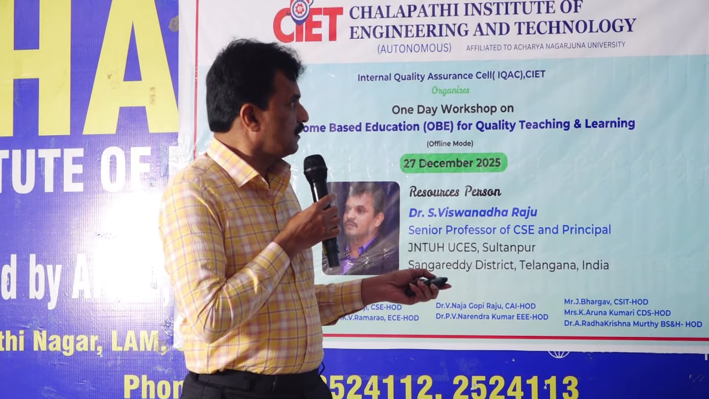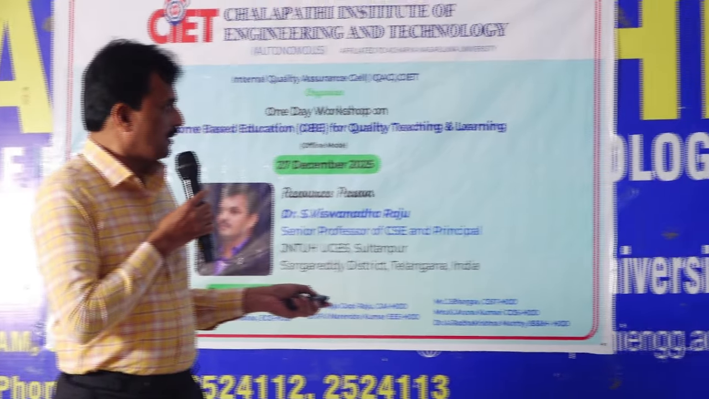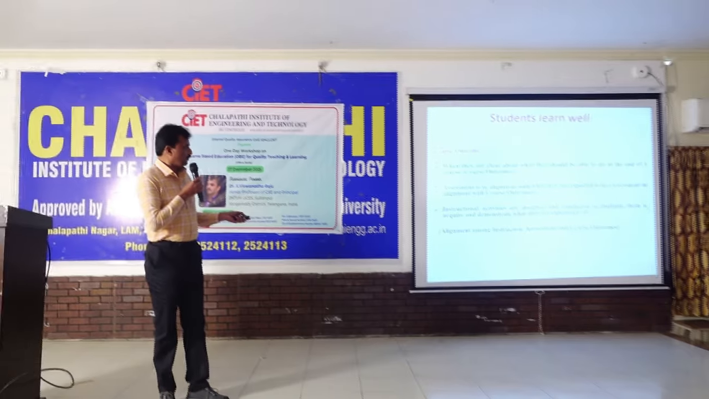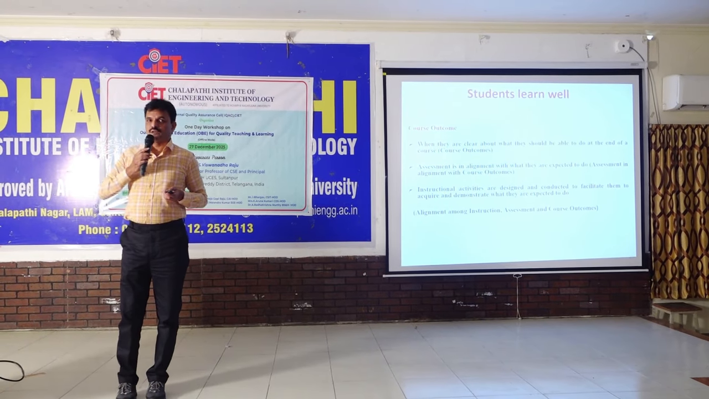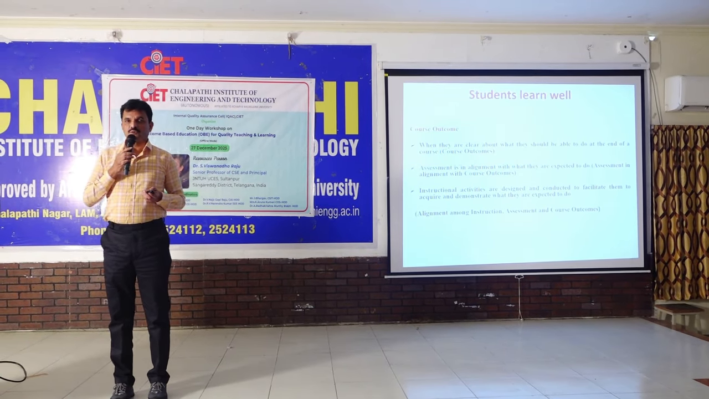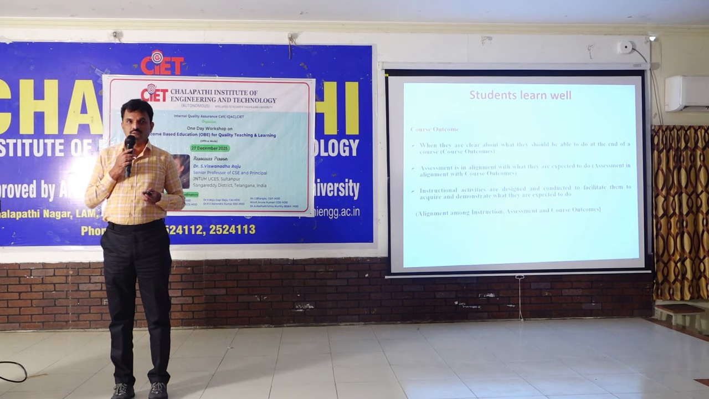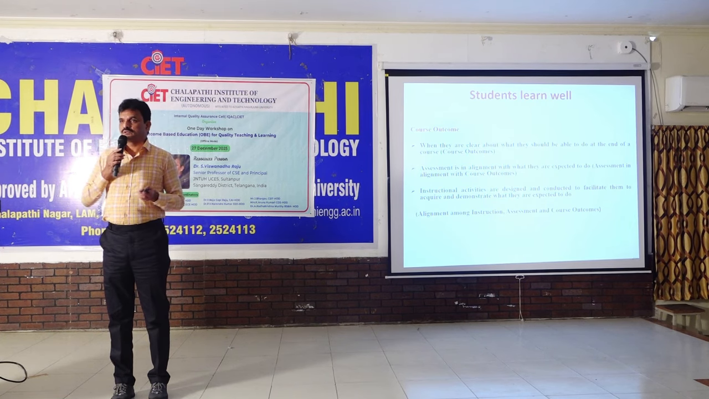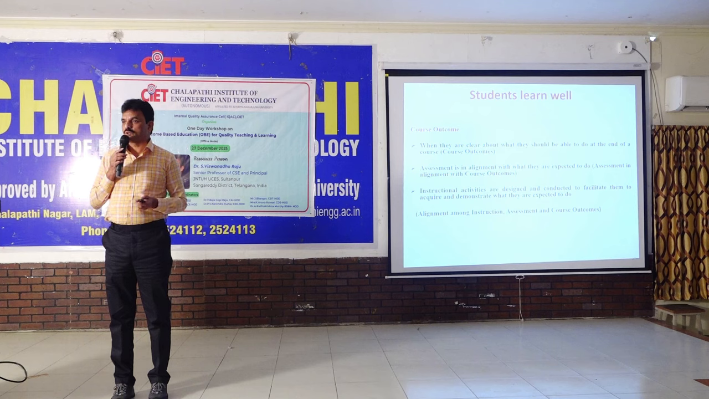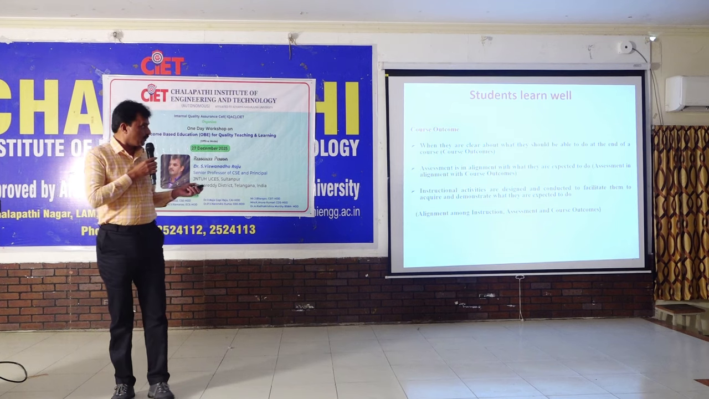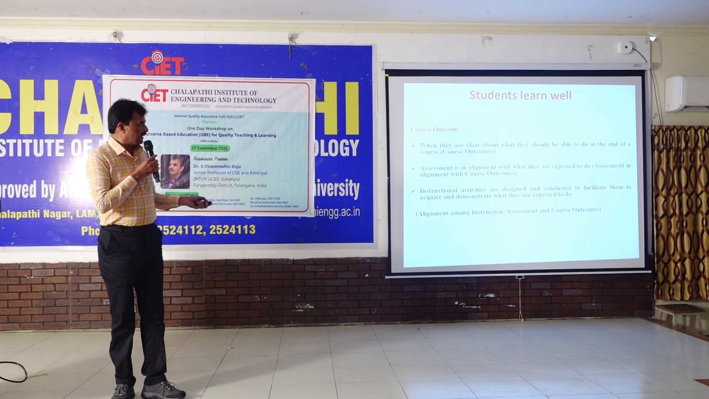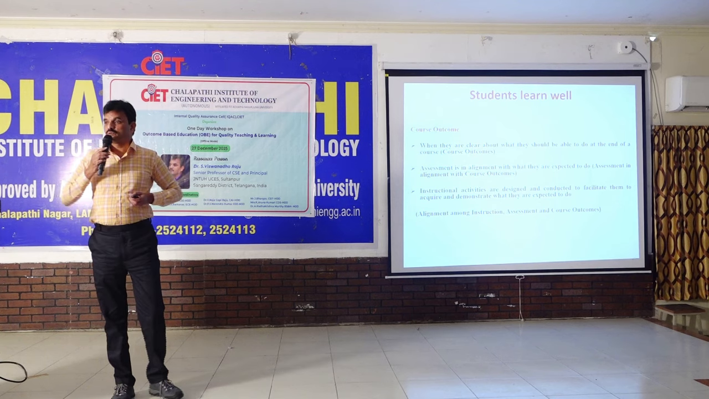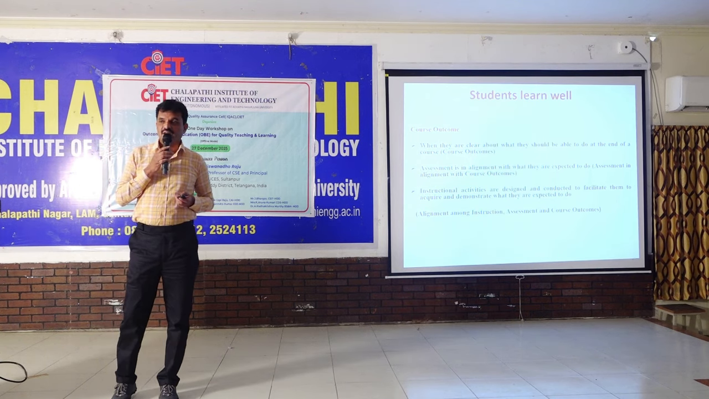Students learn well when they are clear about what they should be able to do at the end of a course. They must know at the end of the course what they are going to do. That's the most important. When we start a particular course, first we should start with the course objectives and the course outcomes only. Next, assessment is in alignment with what they are expected to do, in alignment with the course outcomes. That is what I shared with you in the previous slide.